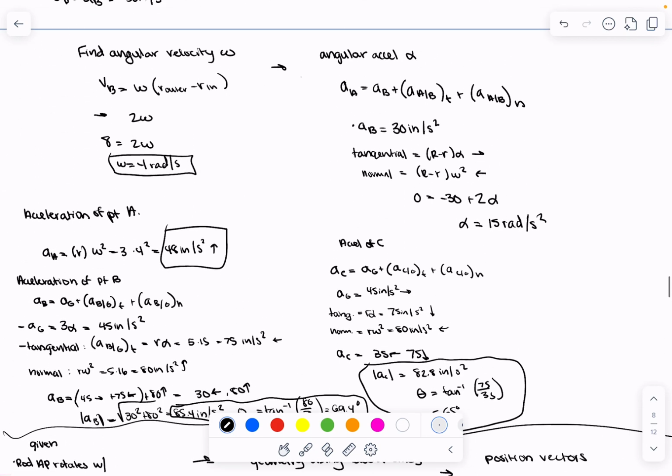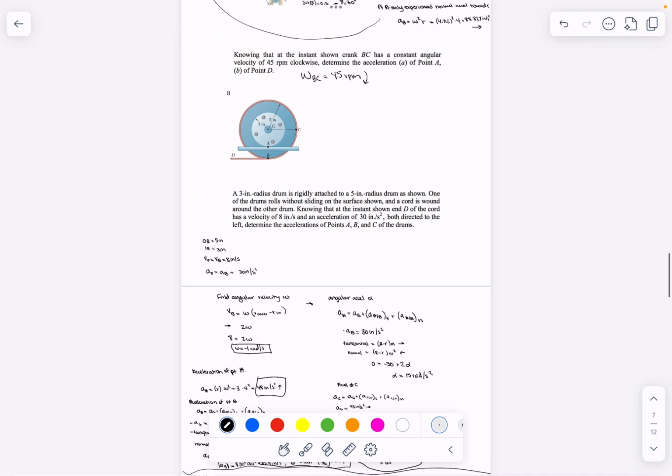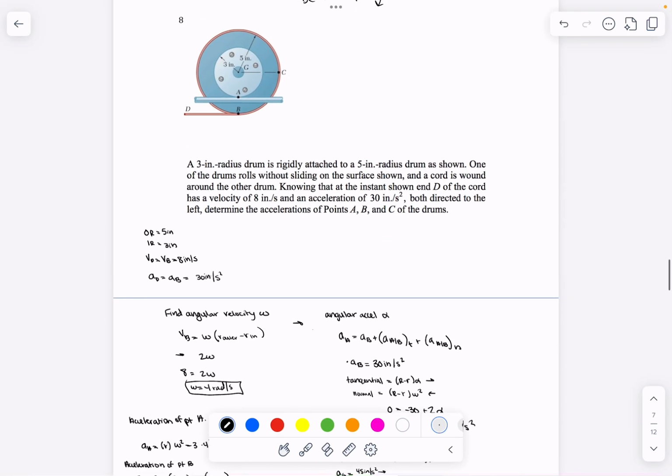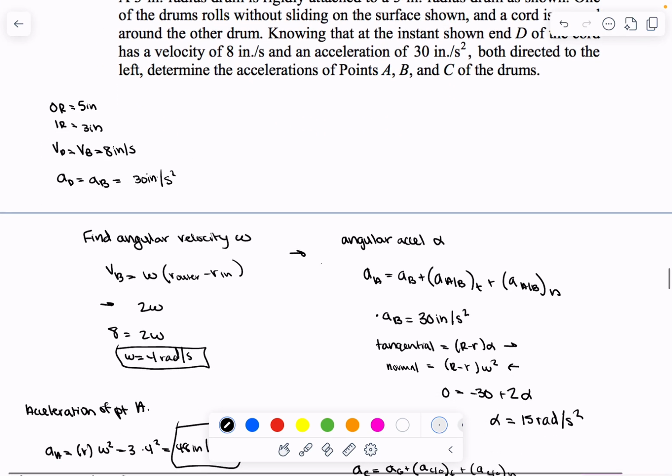Question 8. A 3-inch radius drum is rigidly attached to a 5-inch radius drum as shown. One of the drums rolls without sliding on the surface shown. The cord is wound around the other drum. Knowing that at the instant shown, end D of the cord has a velocity of 8 inches per second and acceleration of 30 inches per second squared, both directed towards the left, determine the acceleration of points A, B, and C on the drum. So we're given outer radius, inner radius.